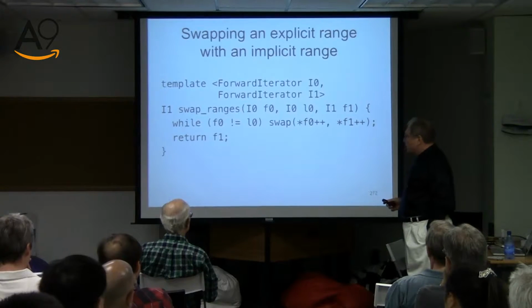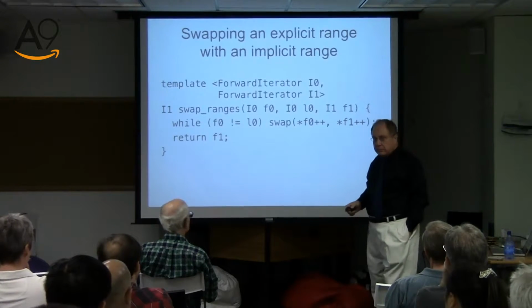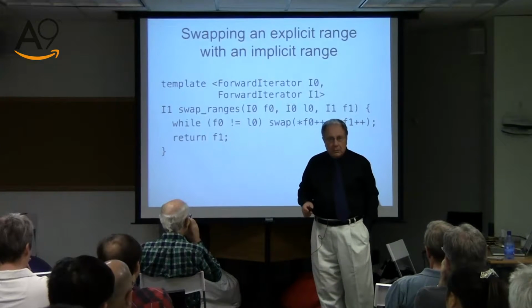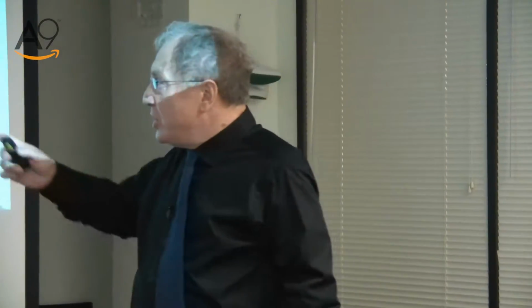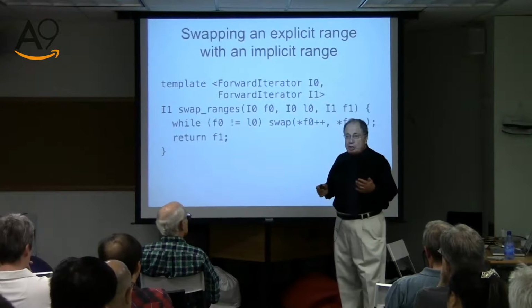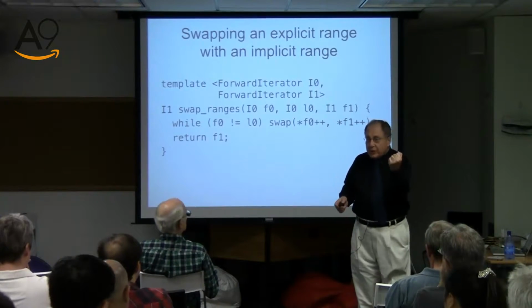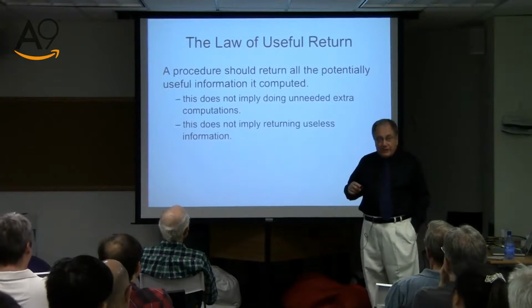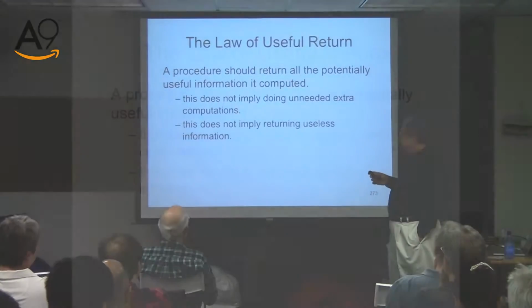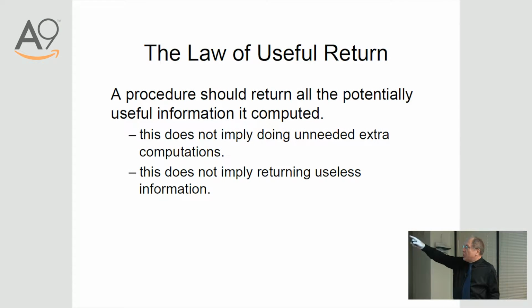several design questions. Why do I return F1? Because I don't know about the other range. And I don't need to do any extra work to return it. It's a useful thing, and it's free. So which comes to one of the fundamental laws of designing useful interfaces. A procedure should return all the potentially useful information it's computed.